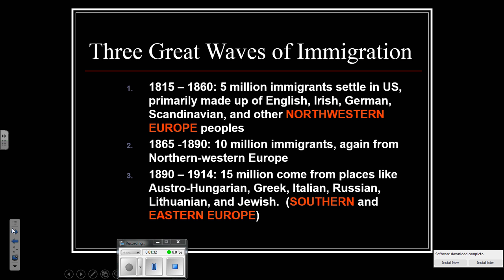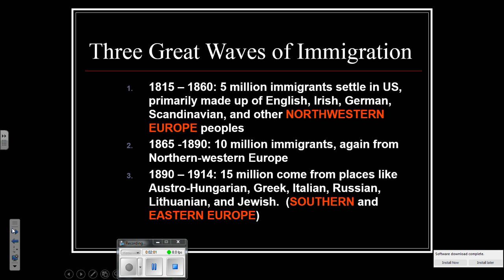Okay, our next group was from 1865 to 1890. This is the after-Civil War group. 10 million immigrants came, so we doubled in size. Again, they were from northwestern Europe primarily. Now, the third group were 1890 to 1914. I refer to them as the turn of the century people. We had about 15 million come, so notice we're going up by 5 million each time. They came from South and Eastern Europe.